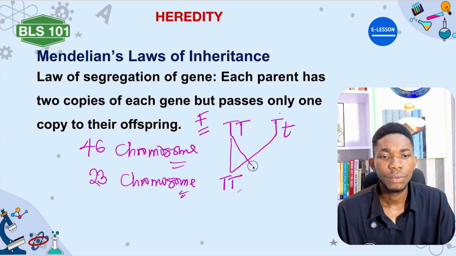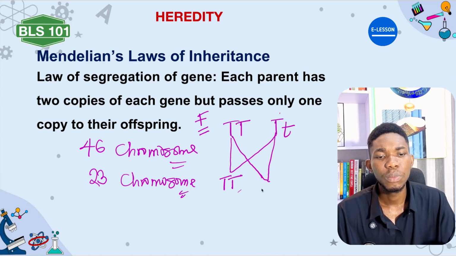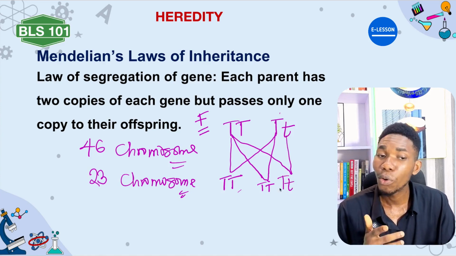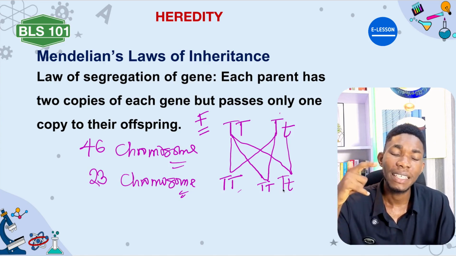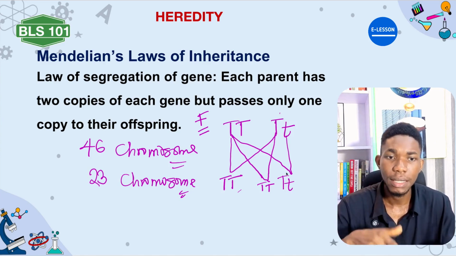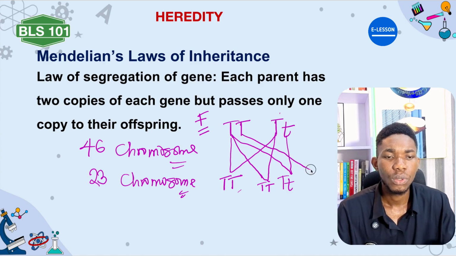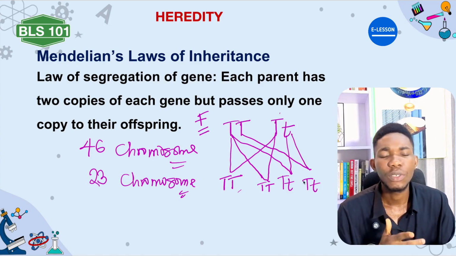Now, how about this one? This one, the same thing. They will also give birth to all tall. Then this particular one will come together, and it will also be tall, but one of the children will now have a recessive gene that is what? Short inside. This one also will come together, and then it will also give us something like this.